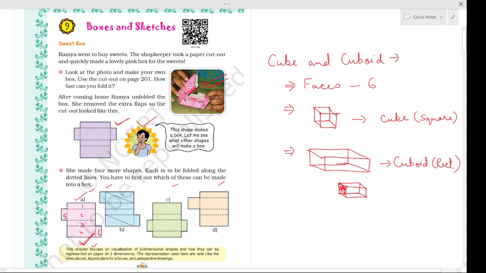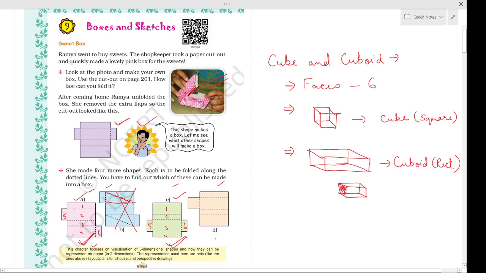Next question: here we have to fold along this dotted line. As you all know, whenever we are making a cube, a cuboid, or a box, we do not have any face in triangular shape, so this answer is wrong. Next, the C part. First count the number of faces: 1 2 3 4 5, and in total 6 faces. All the faces are in rectangular shape, so you will be able to make a box from this.